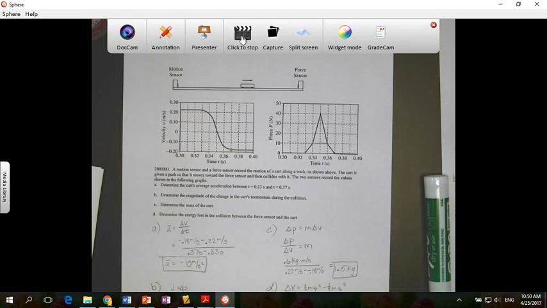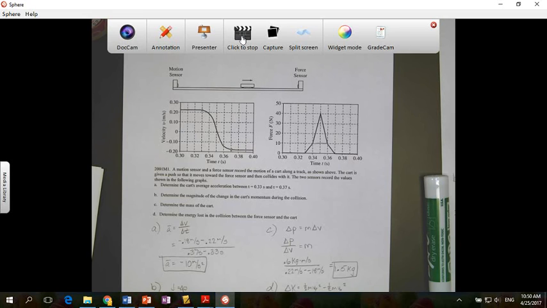Go with Unit 6, momentum and impulse. And so here we've got a cart that undergoes a collision, and we're looking for some different things. So this is from 2001.